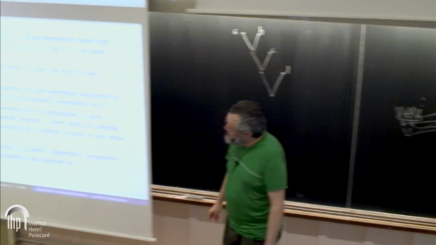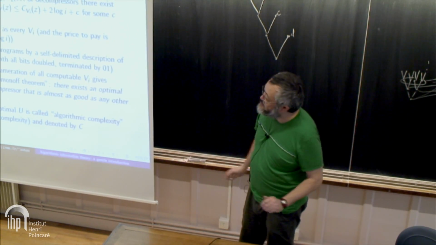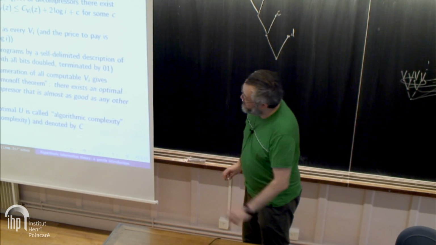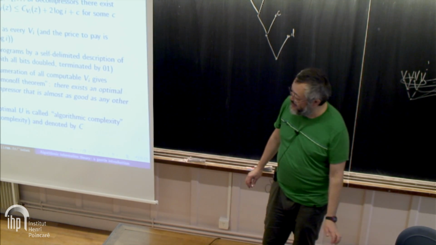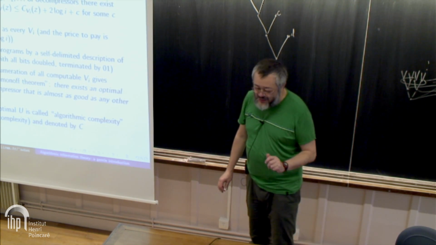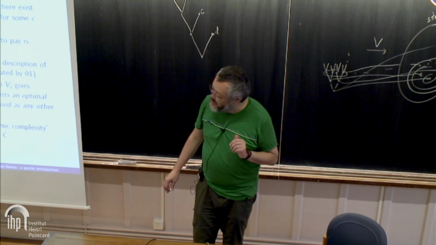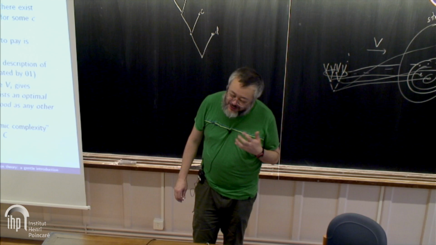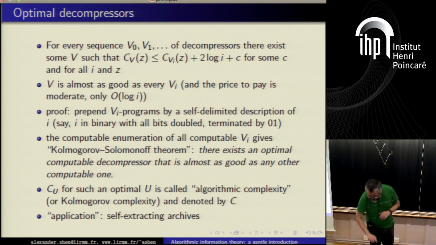Okay, so what people say is, let's fix an optimal U somehow, and call this the Kolmogorov complexity. It's a bit cheating because we don't know which optimal U we will fix, so it's not clear whether we can say that the Kolmogorov complexity is really defined.